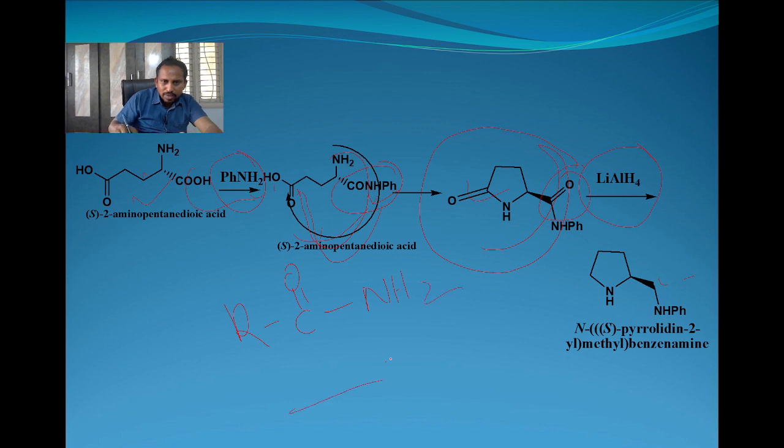So lithium aluminum hydride (LiAlH4) reduces this C=O to a CH2 group. This comes under general chemistry. So the C=O will convert to CH2; here a cyclic amino acid is there, an amide with C=O, and this C=O will convert to CH2. In this case, we started from S amino acid, S glutamic acid, and the stereochemistry is not changed, so we will get the S product.